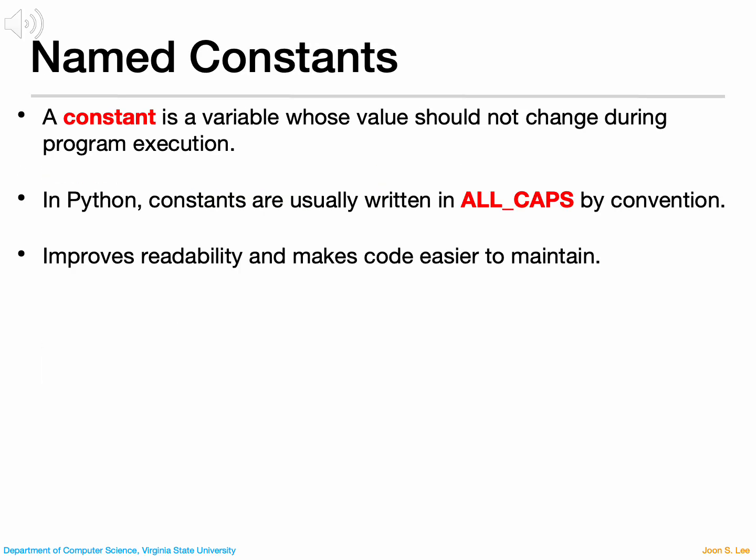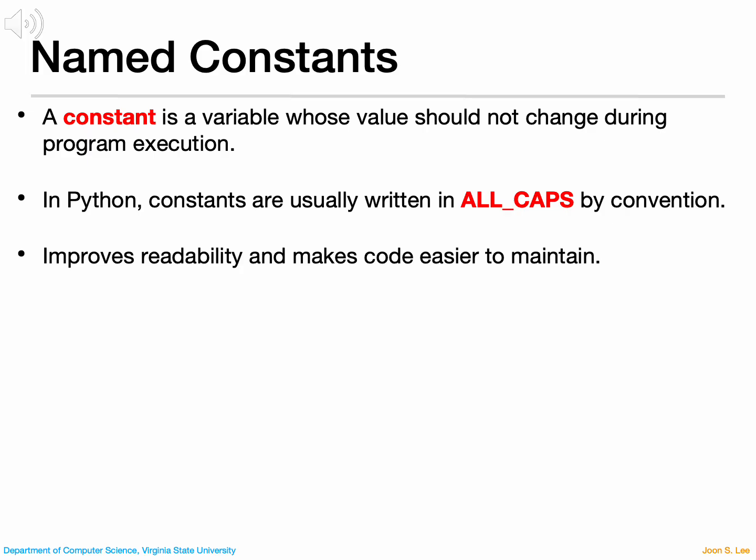In programming, we often use values that shouldn't change while the program is running. These are called constants. Python doesn't enforce constants like some other languages do, but by convention, we use all caps variable names to indicate that something is meant to stay the same. For example, here we define PI equals 3.14159. Since pi is a mathematical constant, we don't want it to be reassigned to something else later.